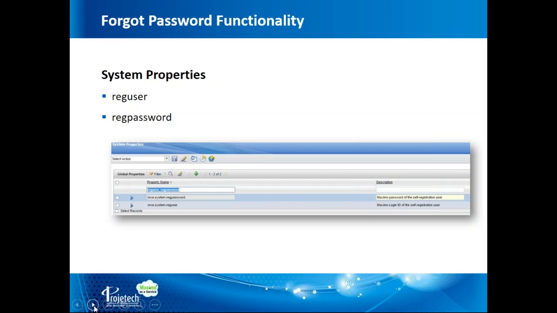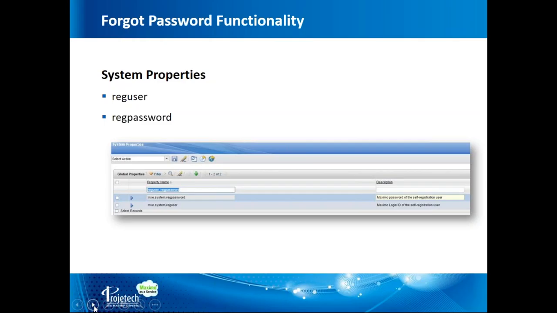The first one involves the registration user, which is called RegUser. Inside of your system properties, this would be for your administrators, if you find the RegUser property and then the RegPassword property, this is where you'll find out what the names of the RegUser and what the password are. Once you find these two, you actually have to go into your user application, find the user, and make sure that the password matches.